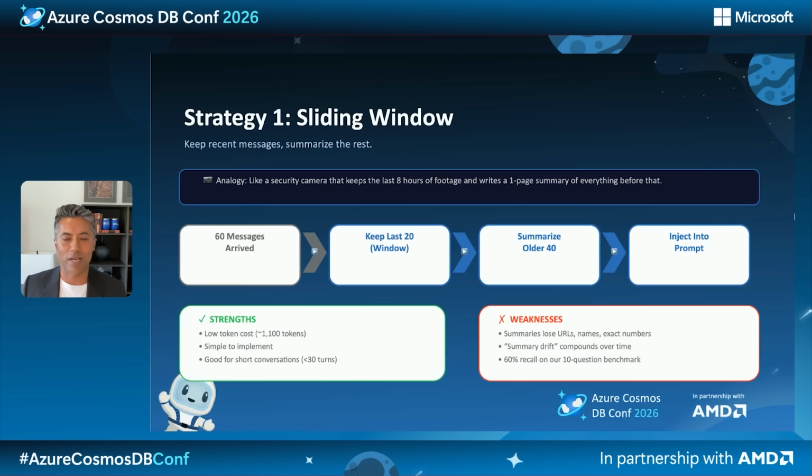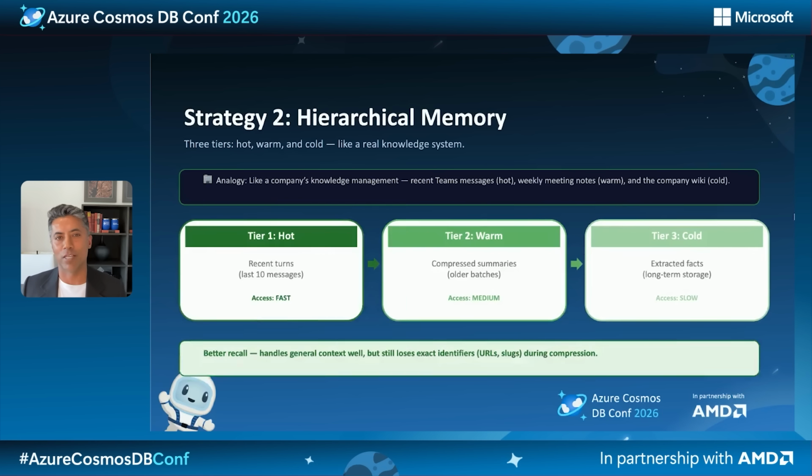And in today's demo, it's got about a 60% recall. Let's not forget, it will have 100% recall if it is less than 30 turns. So remember, it isn't about the strategy, it's more about the use case. And based on that use case, we need to pick the strategy.